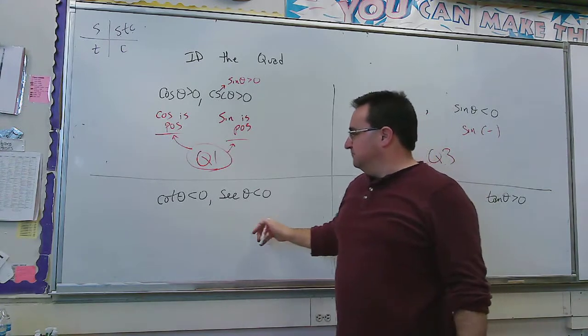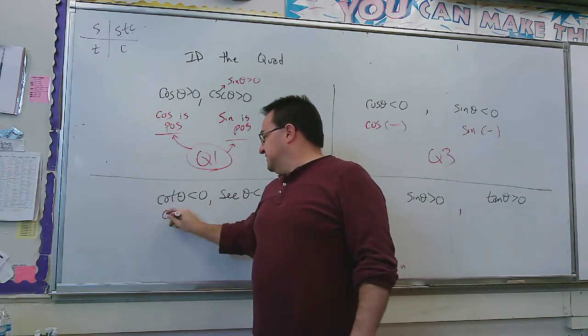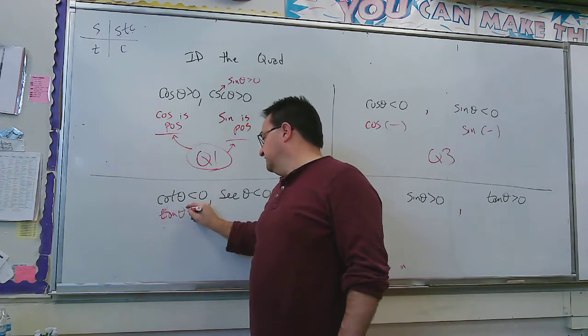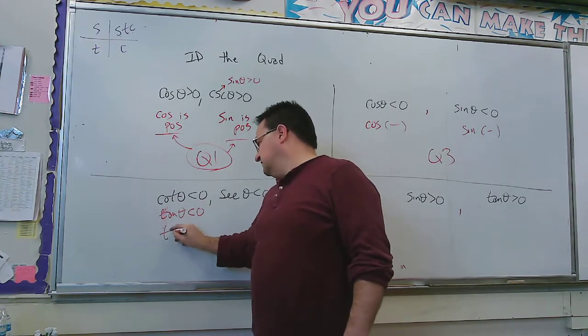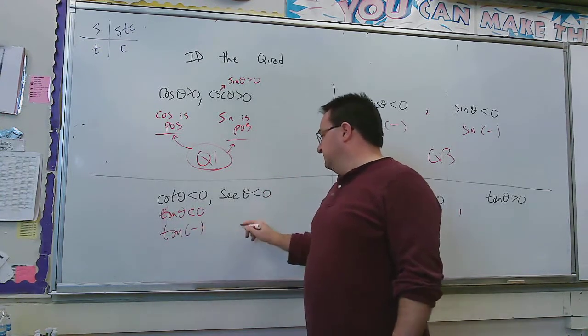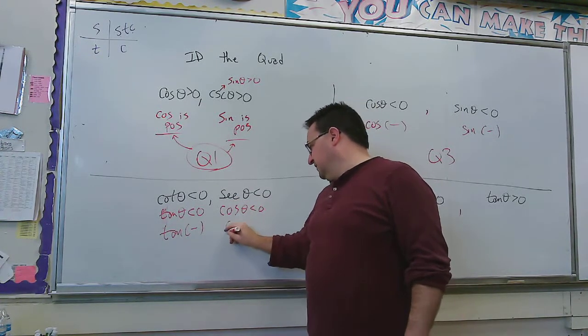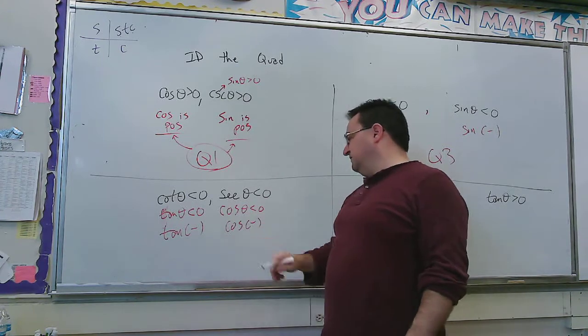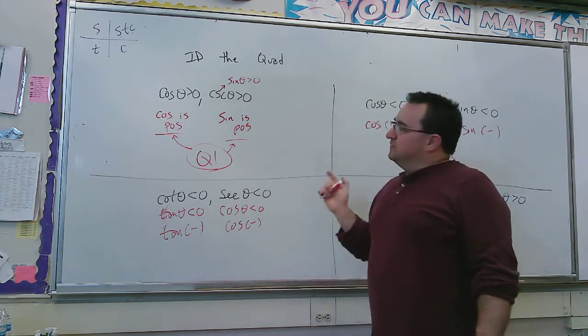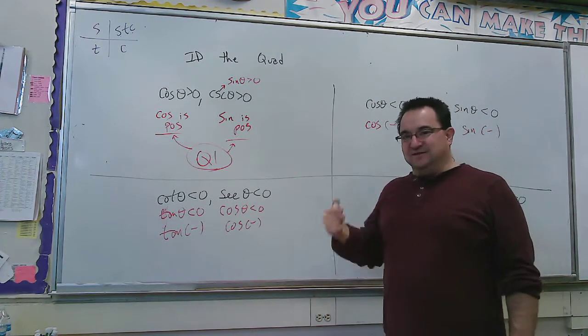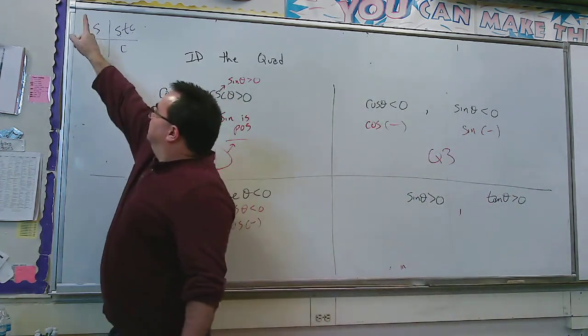How about this one? Well, that's the same as saying the reciprocal is less than 0. So that's saying tangent is negative. And this is like saying cosine is less than 0. So that's saying cosine is negative. So what I'm looking for is where in the picture do I not see the T and the C? That would be quadrant 2.